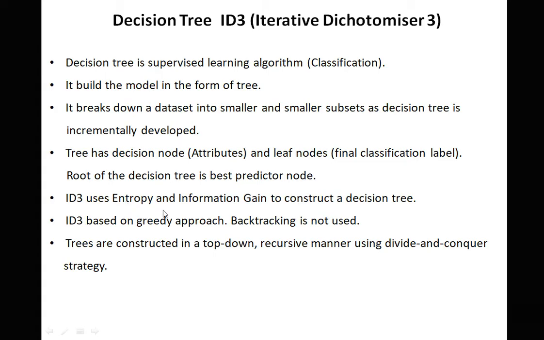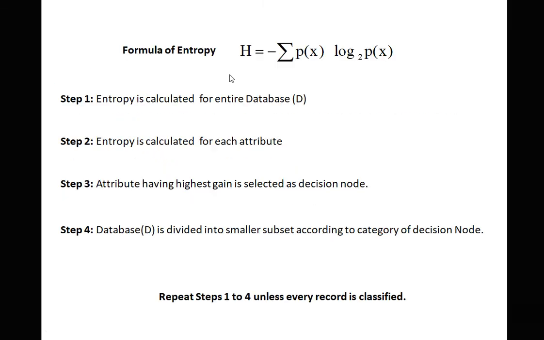It uses entropy and information gain to construct a decision tree. It is based on a greedy approach. Backtracking is not used. The tree is constructed in a top-down recursive manner using a divide and conquer strategy. Now the formula of entropy, because a decision tree depends totally on only two concepts, entropy and probability. Entropy is minus summation of p of x into log of p of x, where p of x is a probability.